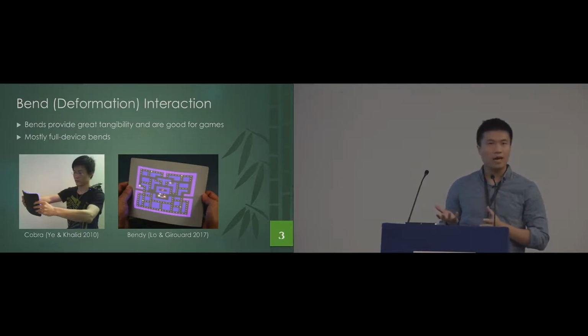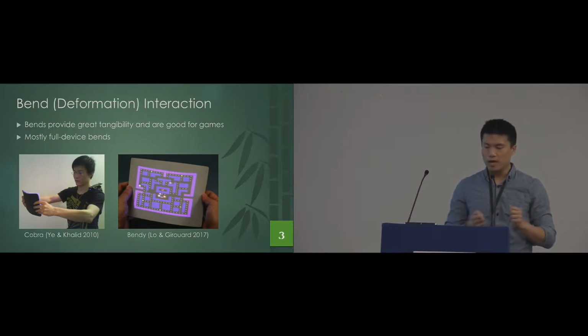So let's take a quick look at two lines of work that inspired or motivated our work in this paper. The first one is the deformation interaction, or in particular the bend interaction. So we all know how to bend stuff. It's highly tangible, and research has shown that they are actually pretty good when you design games for bend gestures. In most of the prior work, they implement the whole game using bend gestures in a device that is entirely bendable, including the display itself. So here are two examples of the prior work.